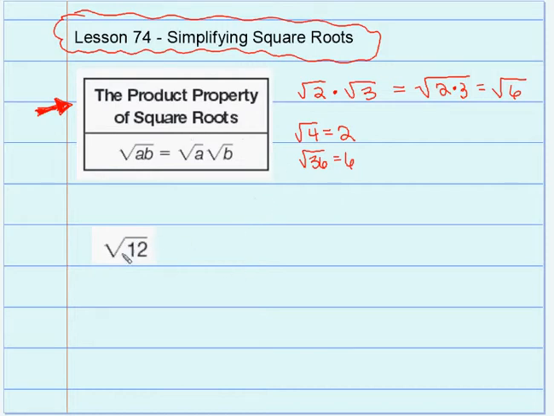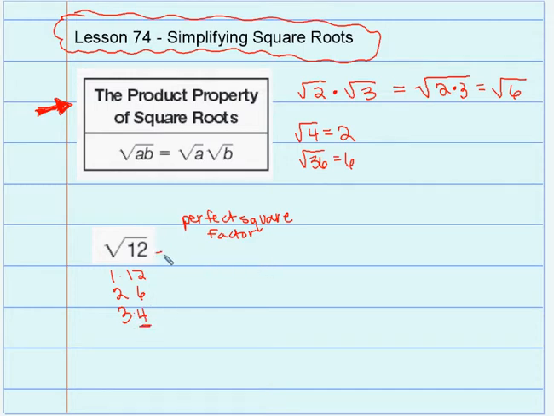So if we look at this example here, we have the square root of 12. And what we need to find is a perfect square that is a factor. So I know that 12 would break down into like 1 and 12 as factors, or 2 and 6. But 3 and 4 is the one that I really want, because I know that 4 is a perfect square.